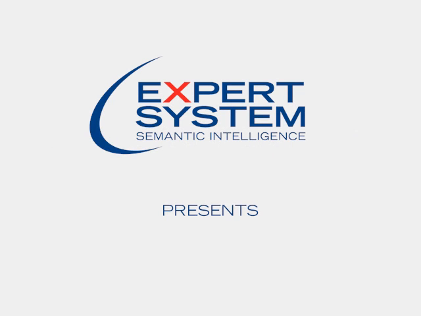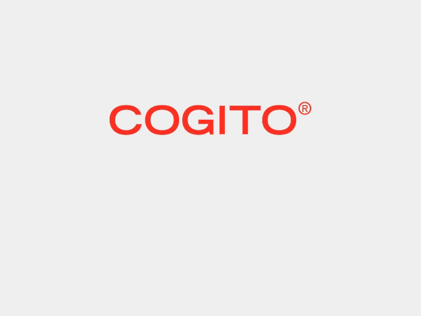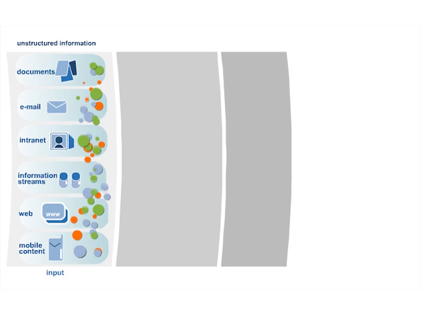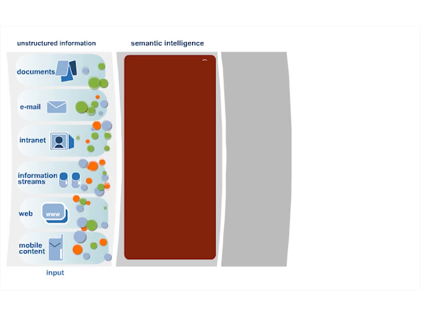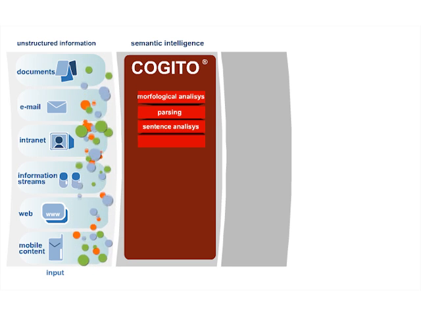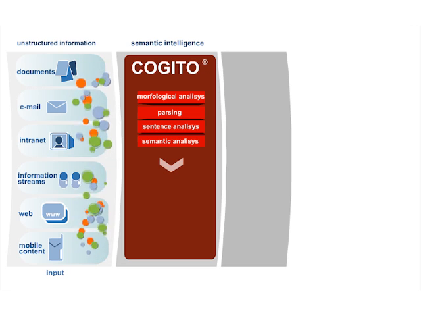The objective of this video is to introduce Cogito. Cogito is Expert Systems' semantic intelligence platform. It is a technology that takes any kind of text input in any kind of format and performs a deep linguistic analysis by going through all the different steps which lead up to the semantic analysis, where it is then able to understand the meaning of words based on their context.